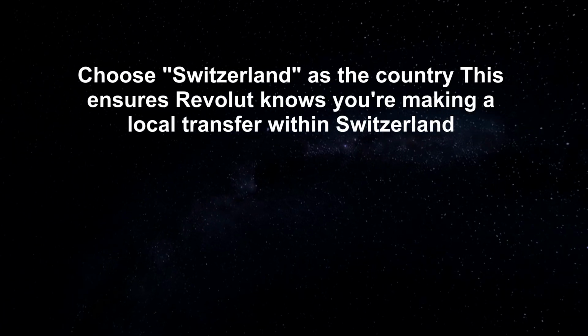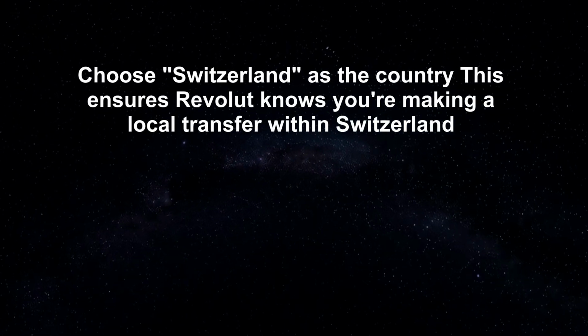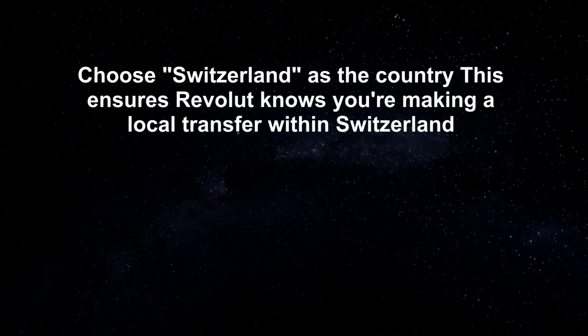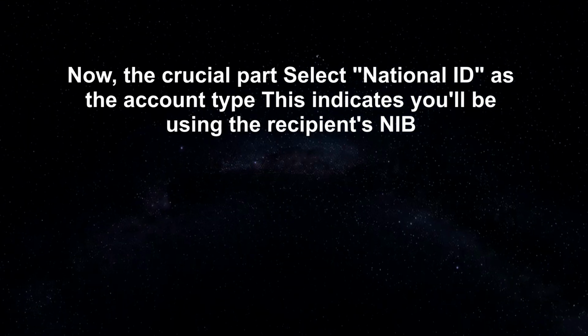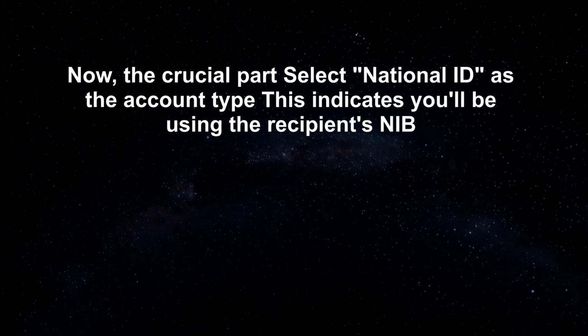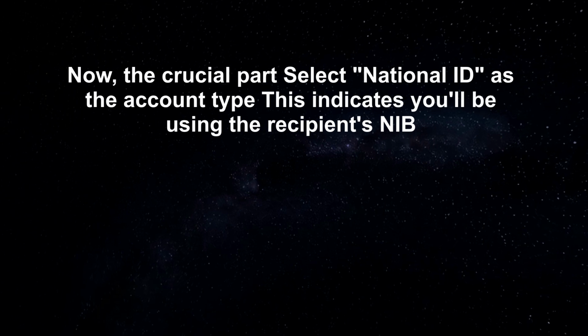Choose Switzerland as the country. This ensures Revolut knows you're making a local transfer within Switzerland. Now, the crucial part, select National ID as the account type. This indicates you'll be using the recipient's NIB.